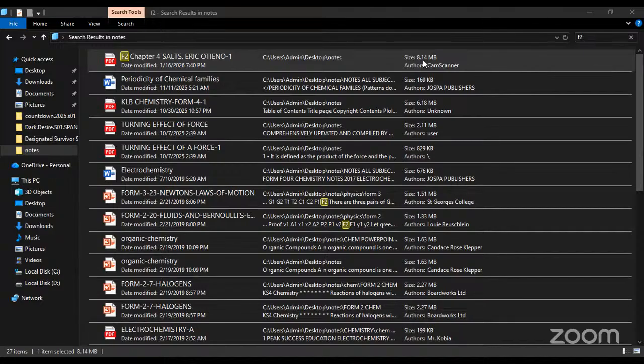So number one, we are going to define the salt, because it is very important for you to define the salt. The definition that we're going to give, mark me very well. This definition is the one that you will use up to the KCSE time.